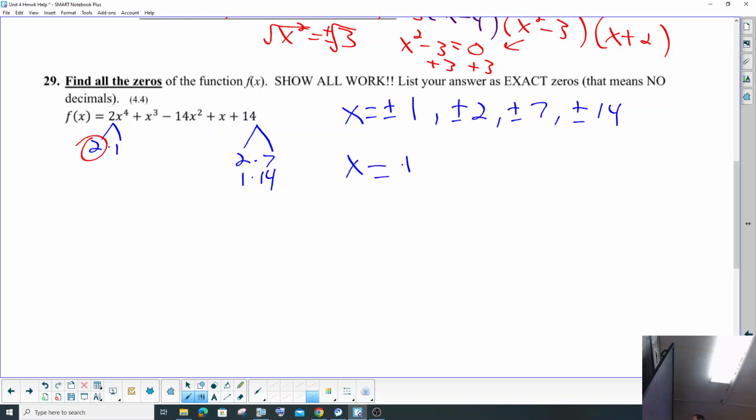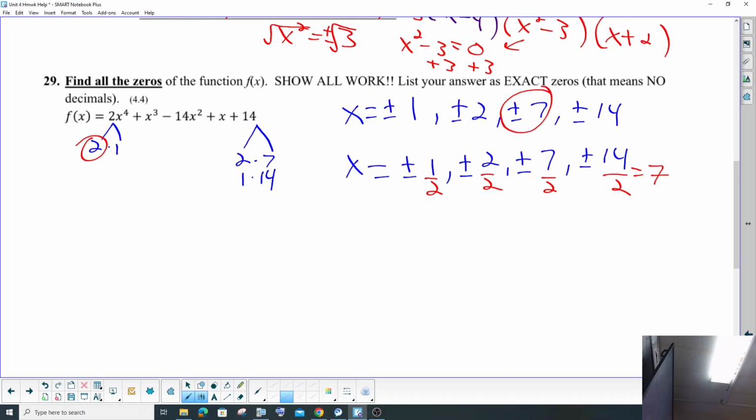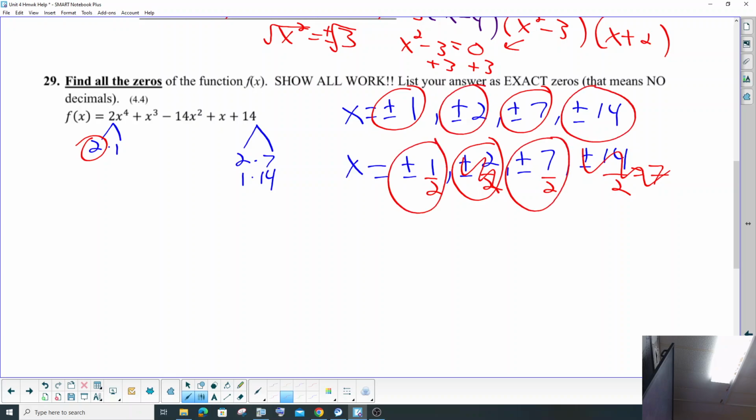You're going to do the exact same thing, but this time you take those and divide them by 2. The neat thing is 14 divided by 2 is 7, and that's already covered, so we don't have to worry about this one. And 2 divided by 2 is a 1, so that's already there too. So now these are all of the possibilities that we need to try.